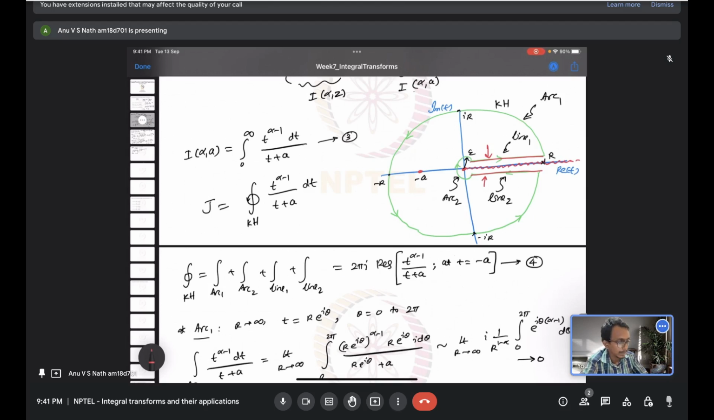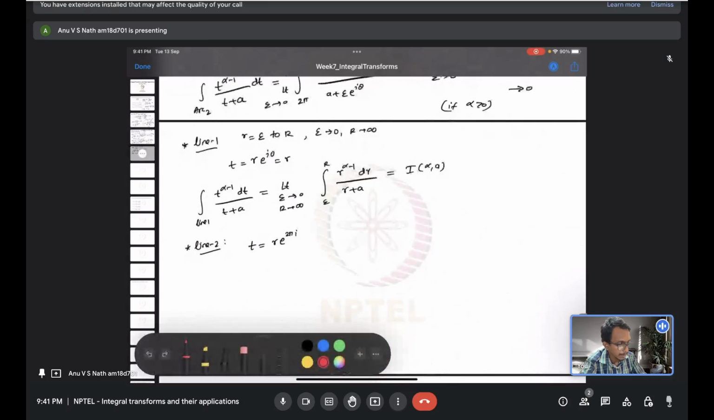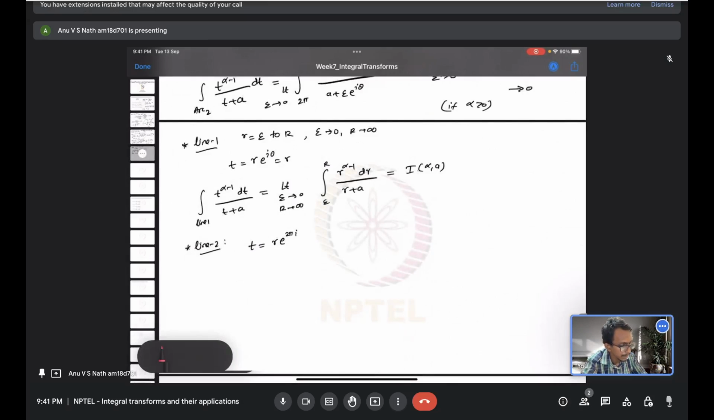Basically its argument is changed from 0 to 2 pi. So it's rotated, and that's how it came to the fourth quadrant. Then it is approaching the positive real axis. So that's why, because of the limiting process, we need to keep it this way.